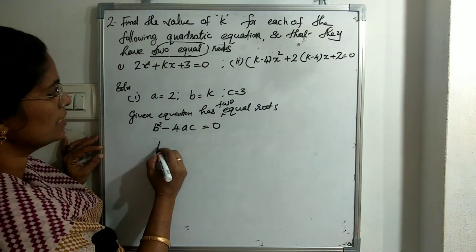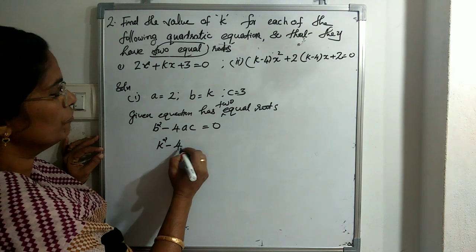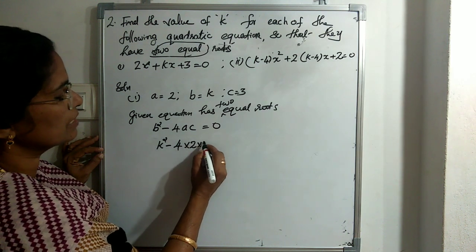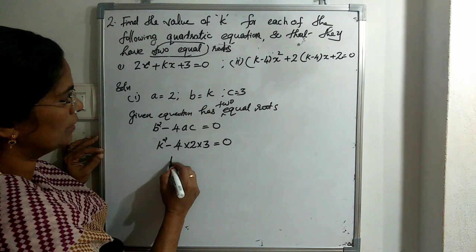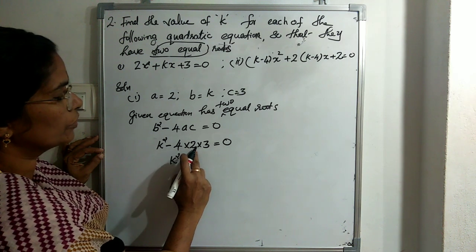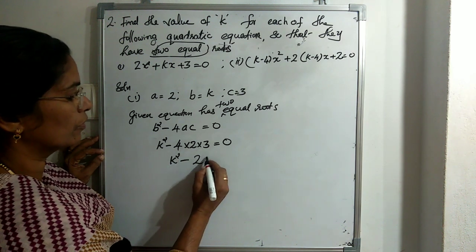What is b? That is k. k square minus 4, a is 2, c is 3, that is equal to 0. Then it becomes k square minus 4 2s are 8, 8 3s are 24.